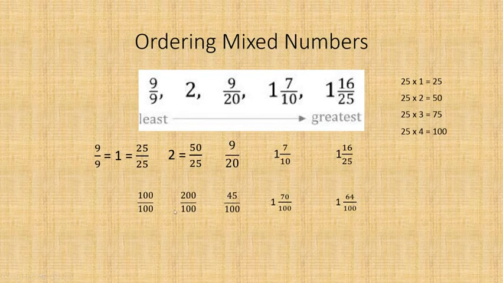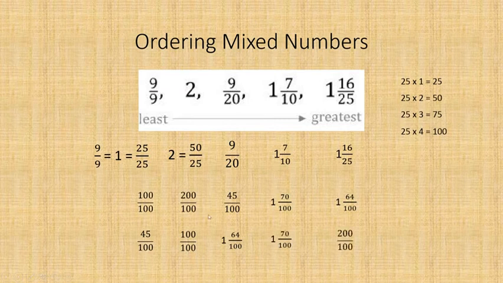And then order. The smallest number that I can see here is obviously 45 over 100. And after that 100 over 100 because it's one whole. And then here I have one whole and here one whole, so compare the fractions. So 64 is of course less than 70, so I will choose it first. 1 and 64 over 100, and after that 1 and 70 over 100, and then 200 over 100.